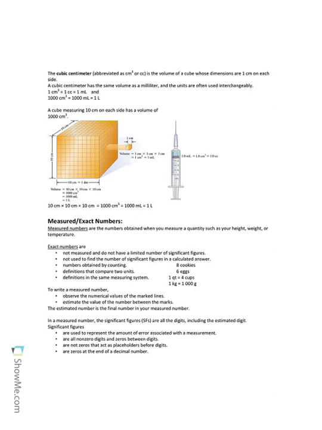The cubic centimeter is the volume of a cube whose dimensions are 1 centimeter on each side. So 1 centimeter cubed is equal to 1 milliliter, and they are often used interchangeably. Now, if you have a cube measuring 10 centimeters on each side, 10 centimeters times 10 centimeters is 100 centimeters, times another 10 centimeters is 1,000 centimeters cubed, which is the same thing as saying 1,000 milliliters. 1,000 milliliters is equal to 1 liter. Therefore, in order to convert back and forth, 1,000 centimeters cubed is 1,000 milliliters is 1 liter.